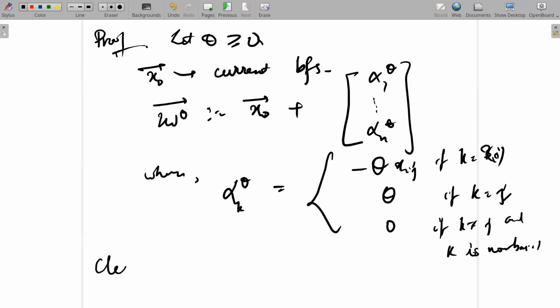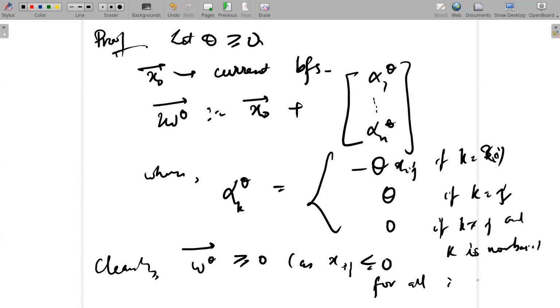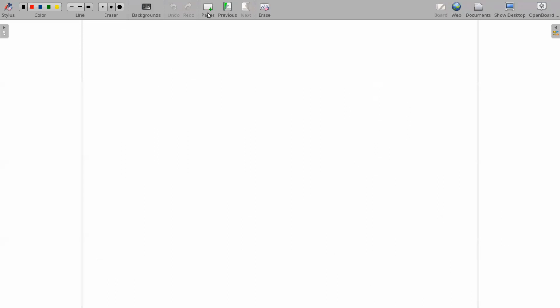So clearly, as we had observed in the very beginning of our discussion on pivoting, w theta is bigger than or equal to 0 as Xij is less than or equal to 0. So here is where you are using the assumption. This is true for all i and importantly all theta. So feasibility is not an issue, and clearly the sign constraints are satisfied.